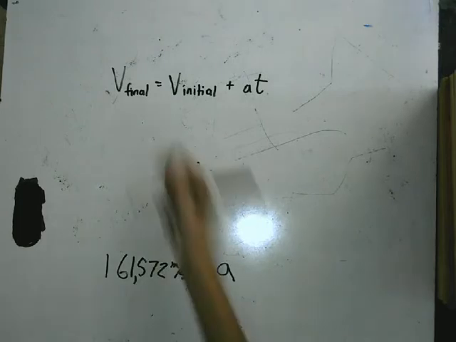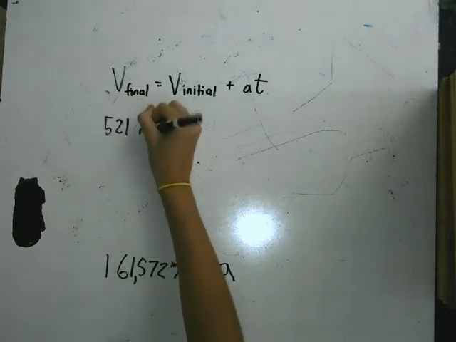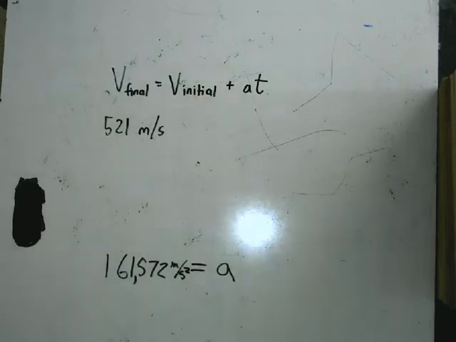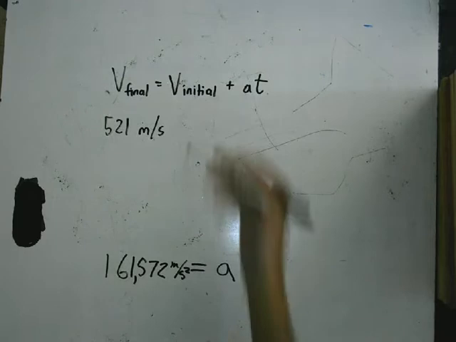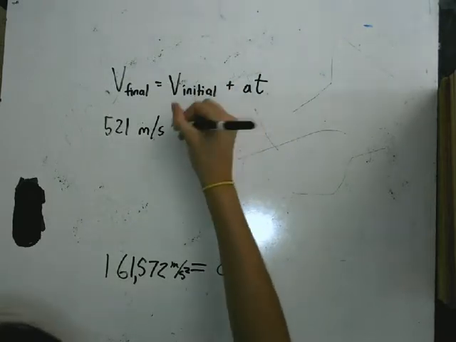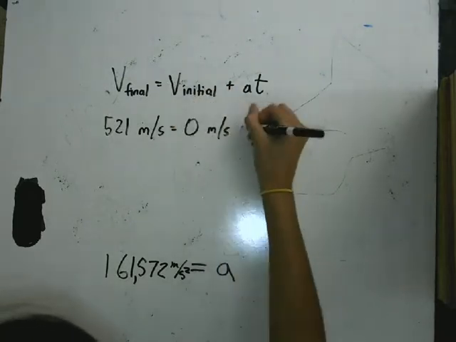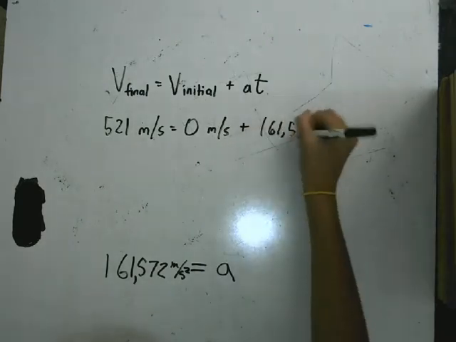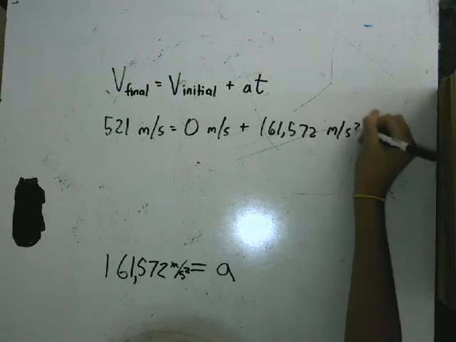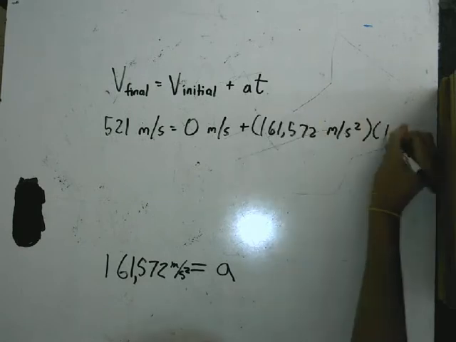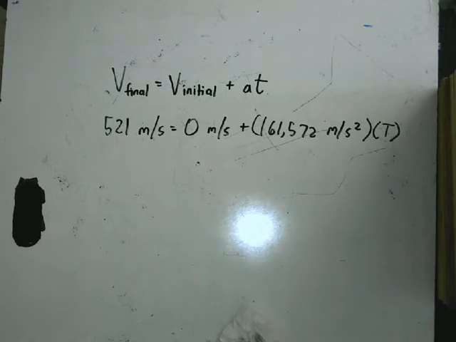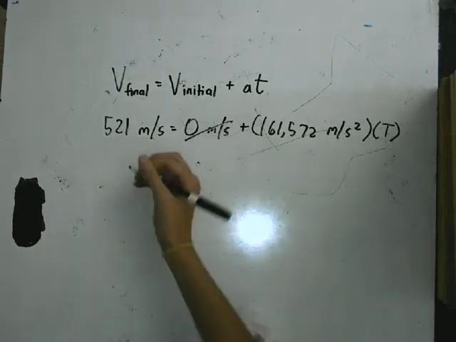And then we also know that the initial velocity, since it wasn't even moving yet, was 0 meters per second, plus the acceleration, which we found to be 161,572 meters per second squared, times the time, which is still an unknown for us. So basically, to find out the time, we just have to solve the equation. The 0 ends up canceling out, and then we're going to divide both sides by 161,572 meters per second squared.